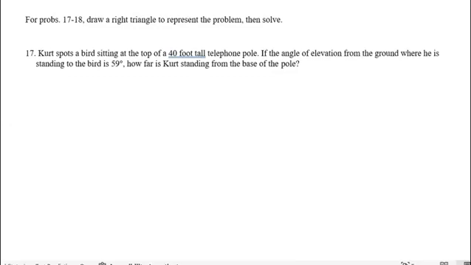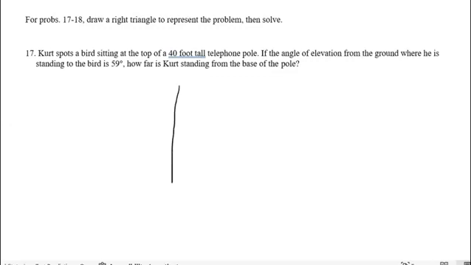All right, this is the final two problems on this Chapter 9 test review sheet. And these are angles of elevation, angles of depression problems. So let's take a look at number 17. Kurt spots a bird sitting at the top of a 40-foot tall telephone pole.